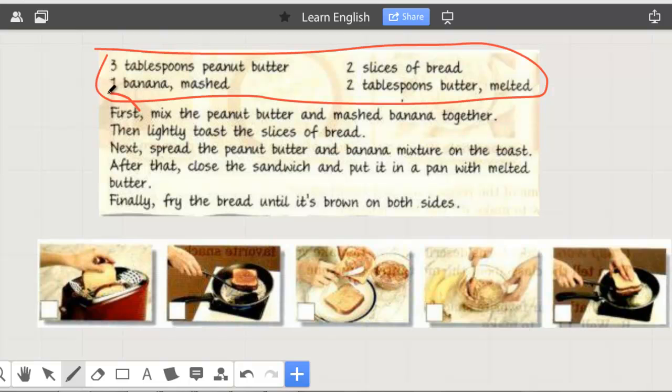And so we use the first one, first, mix the peanut butter and mashed banana together. Then we use another sequence adverb, we use then, lightly toast the slices of bread. Next, spread the peanut butter and banana mixture on the toast. After that, close the sandwich and put it in a pan with melted butter. And finally, fry the bread until it's brown on both sides.